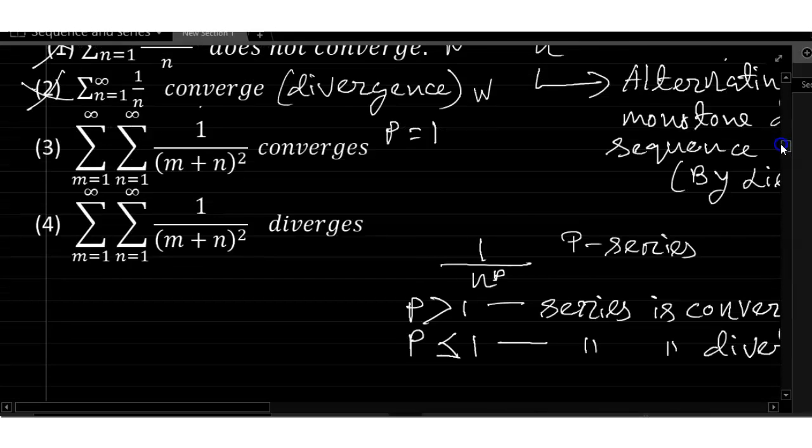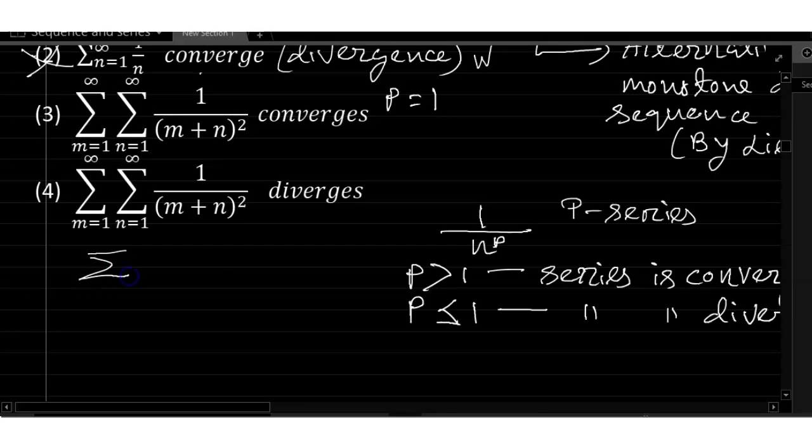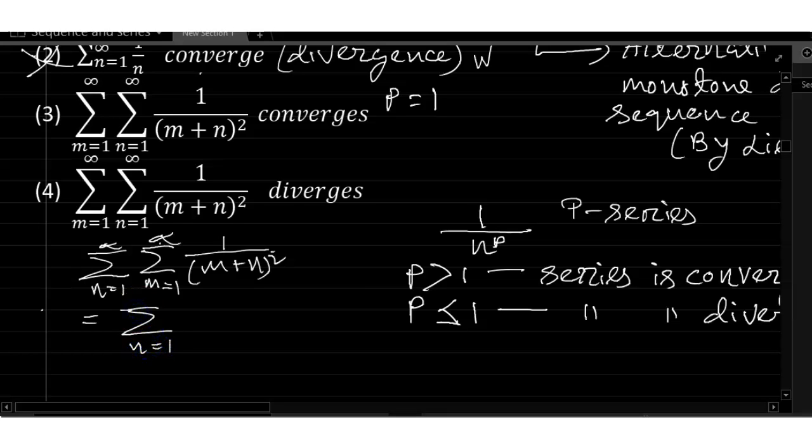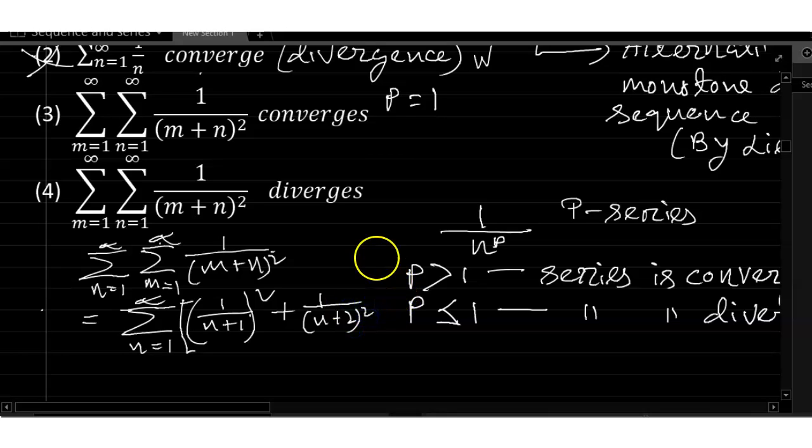So next problem is on a series, very interesting, that is summation n equals to 1 to infinity, summation m equals to 1 to infinity, 1 by m plus n whole square. So friends, it can be written this way: summation n equals to 1 to infinity, 1 by n plus 1 whole square plus 1 by n plus 2 whole square up to infinity.